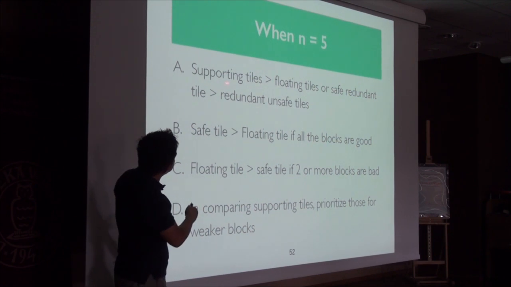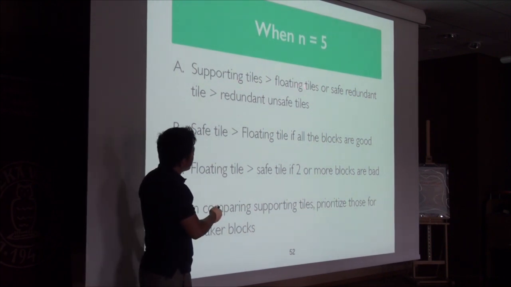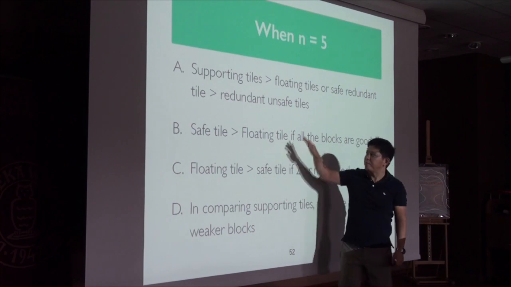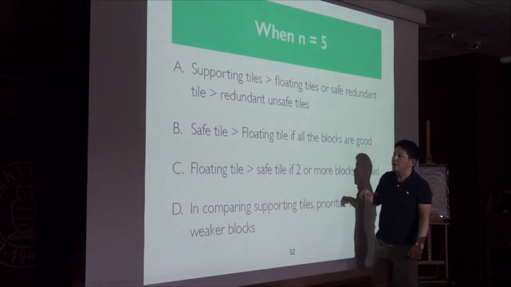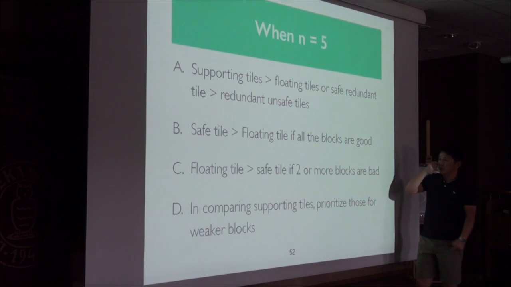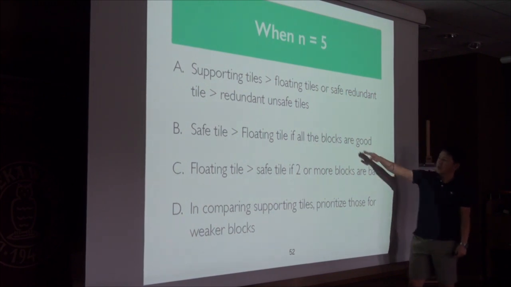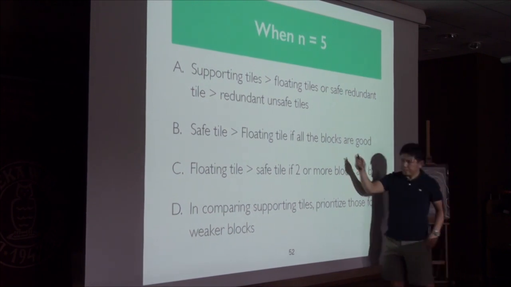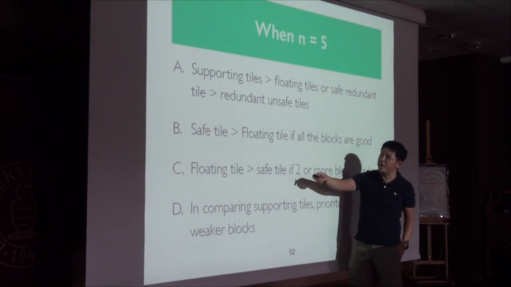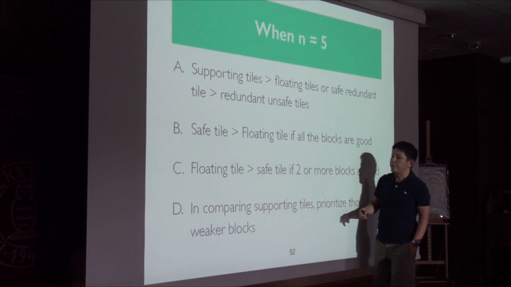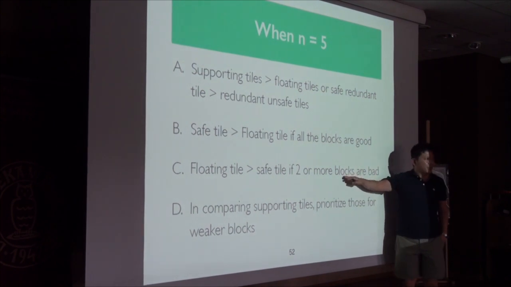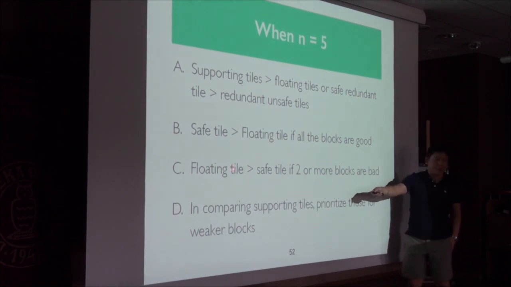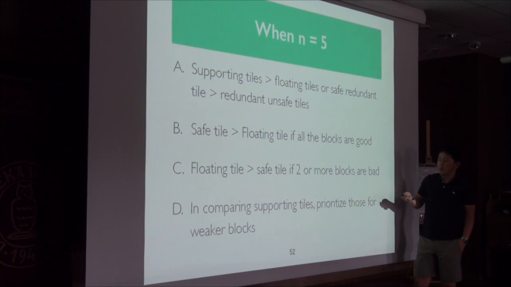right? Just to summarize, supporting tiles are the most important, followed by floating tiles or safe redundant tiles, and the least useful ones are unsafe redundant tiles, right? When all the sideways protrans are good, so when all the blocks that you have in the hand are good, then you can keep safe tiles rather than keeping a floating tile. But if a hand has 2 or more bad weight protrans, then you may want to keep floating tiles rather than keeping a safe tile.